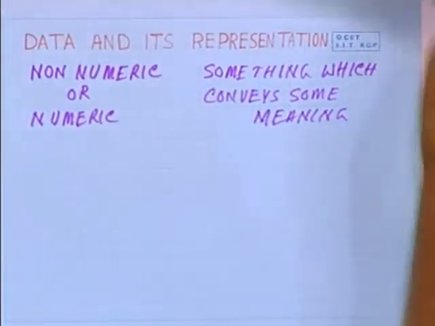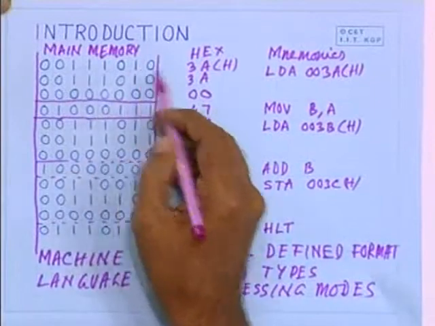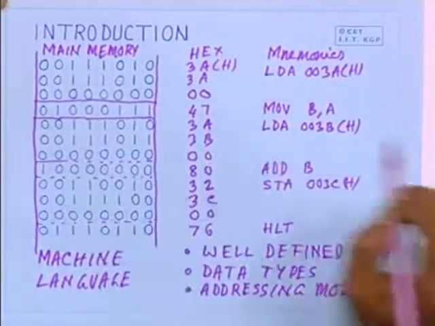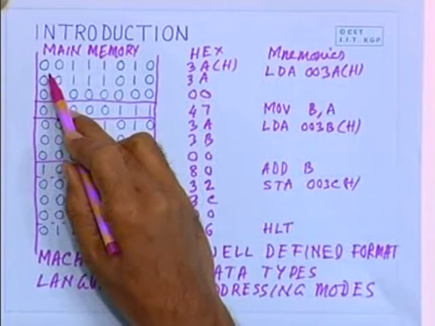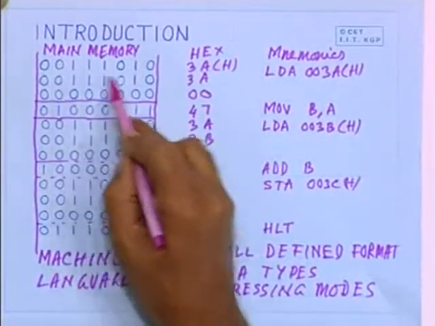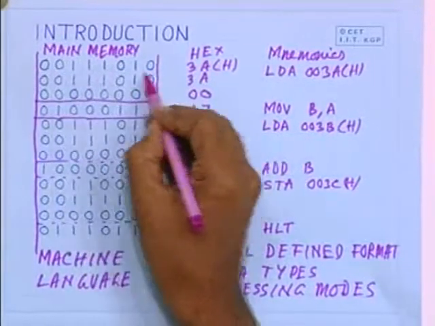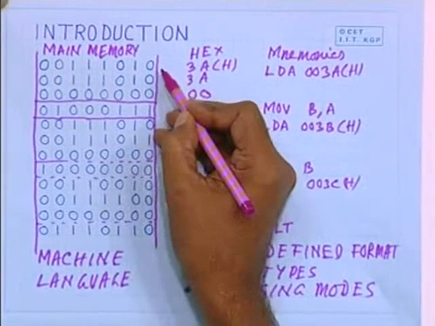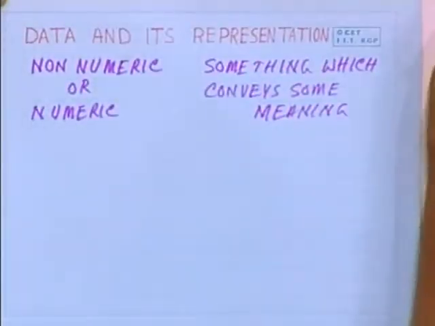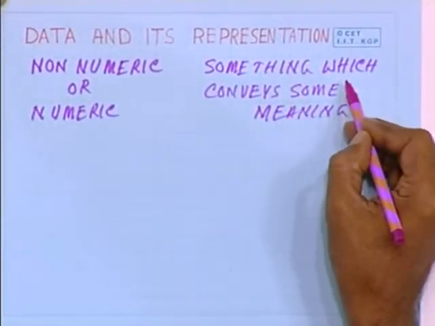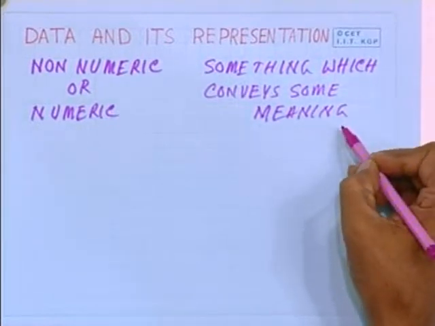For example, this bit sequence as such does not convey any meaning. But whenever we say that bit sequence is the opcode of 8085 microprocessor, that means this bit sequence has some meaning. In other words, how this bit sequence is interpreted depends on whether it is an opcode or data. That is why we can say that by data we mean an entity which conveys some meaning.